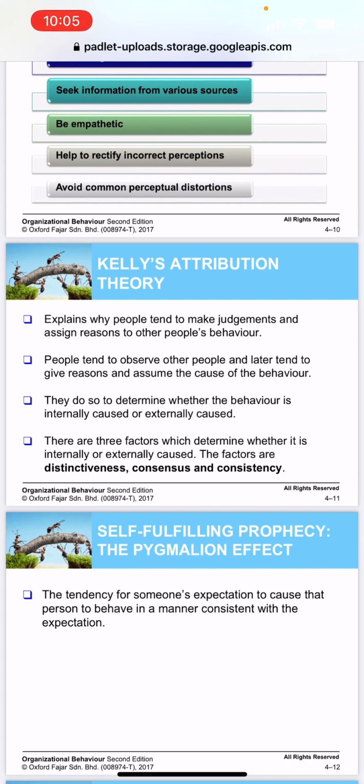If all of Ahmad's colleagues are the type of employees who are constantly late in submitting reports, then the consensus is high. However, if the colleagues submit their reports on time, then the consensus is low. Assuming that Ahmad is habitually late in all situations, then the consistency is high. In this situation, we could say that Ahmad's behavior is a result of his internal causes.